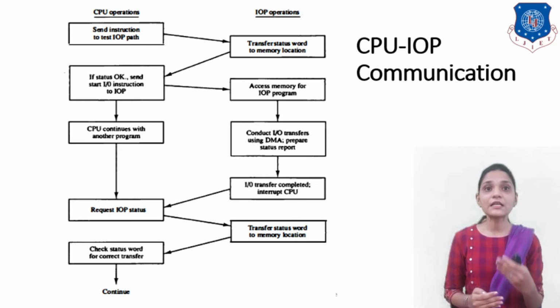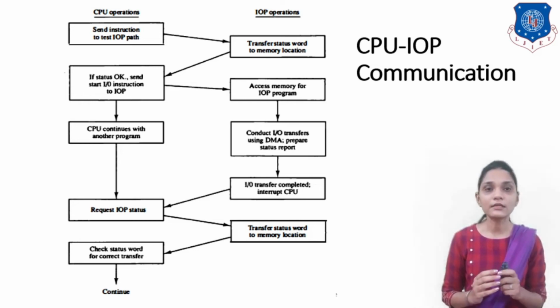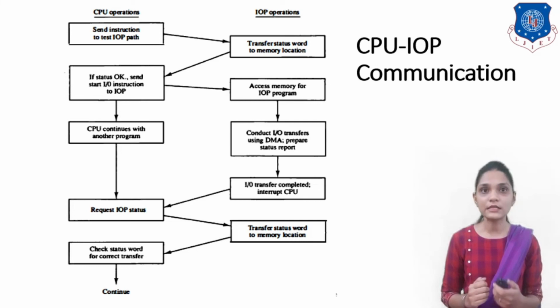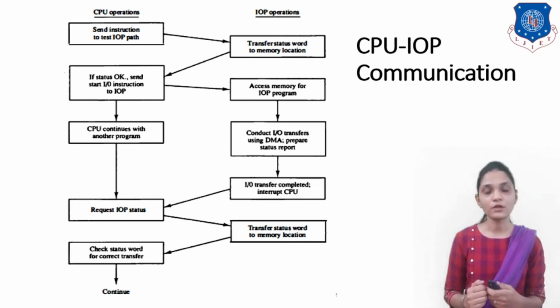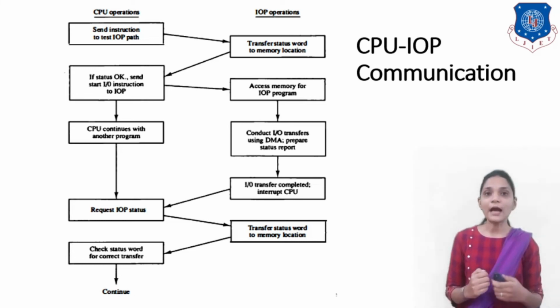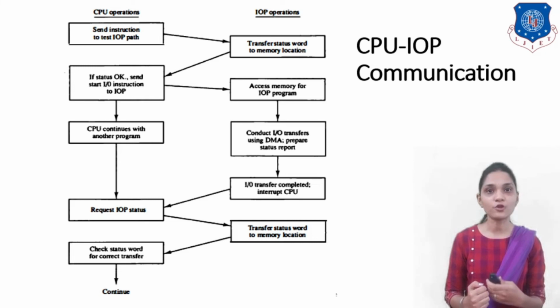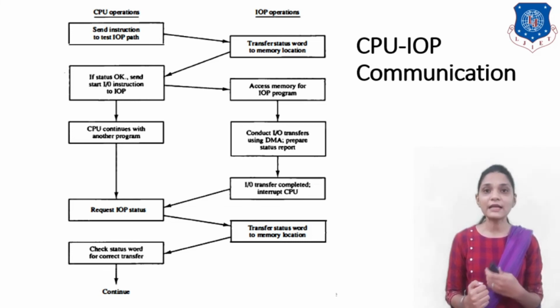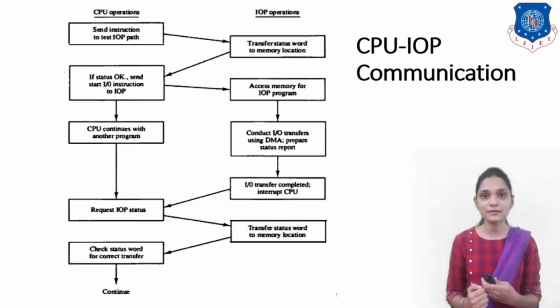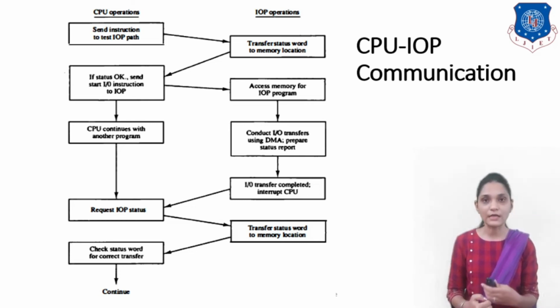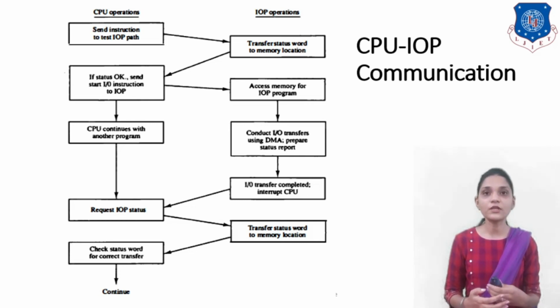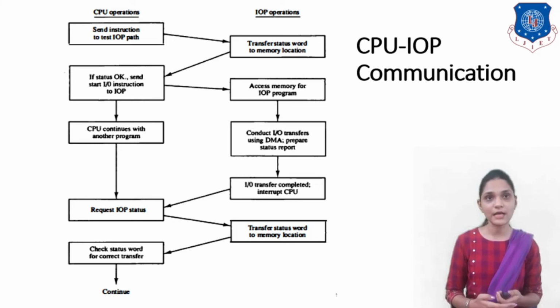continuously going on. The IOP conducts the IO transfer using DMA and prepares the status report at the end. When the IO transfer is completed, this IOP processor sends an interrupt to the CPU, and the CPU will request the IOP status, and then the IOP processor will send the status word, and then the CPU will check the status word to see if this transfer is okay or not. If this transfer is okay, then it will continue with its own task that is already going on. So in this way you can use this IOP processor.